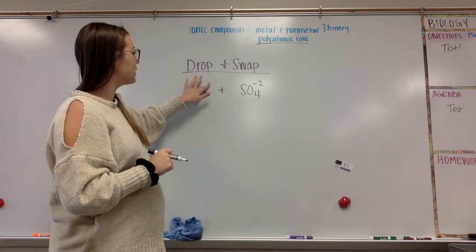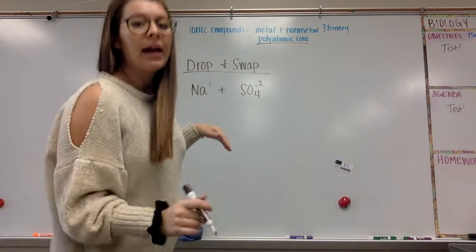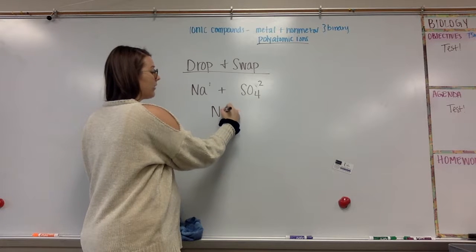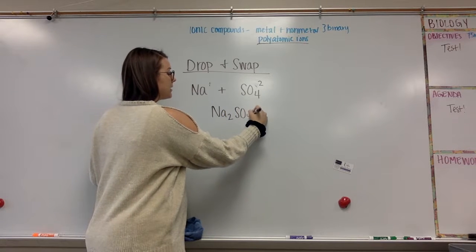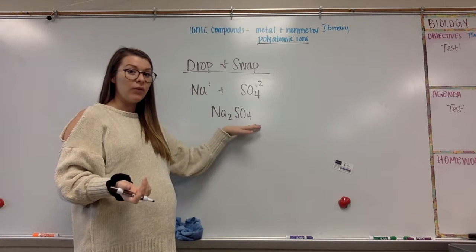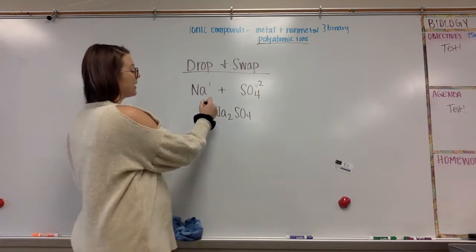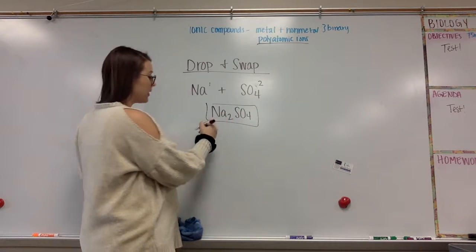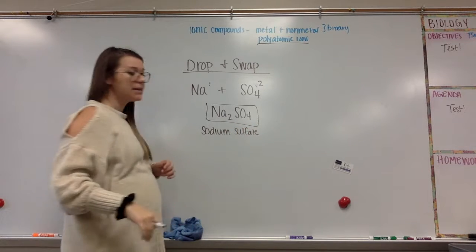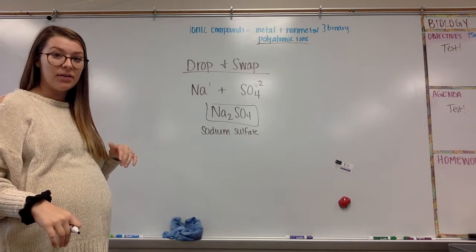So when we're dropping and swapping these, we erase the positives and negatives, we drop them, and then we swap them. So this 1 comes over here and the 2 comes over here. So my final formula would be Na2SO4. And anytime we have a 1 down below, we never write it. So that's why that 4 does not have a 1 after it, okay? And this would be your formula, and then your name for this would be sodium sulfate. And this is an example of an ionic compound involving a polyatomic ion, so not a binary compound.